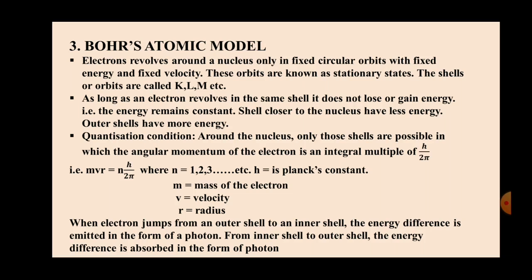So here also there is a fixed energy level, meaning the energy of the shell is fixed. That's why these shells or orbits are called stationary states. These shells are named K shell, L shell, M shell, etc. Now the second postulate: as long as an electron revolves in the same shell, it does not lose or gain energy.